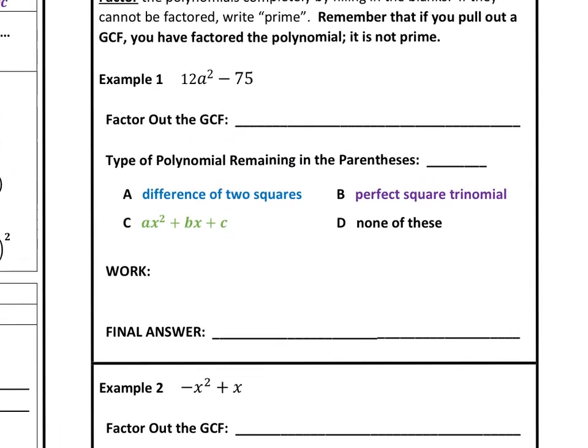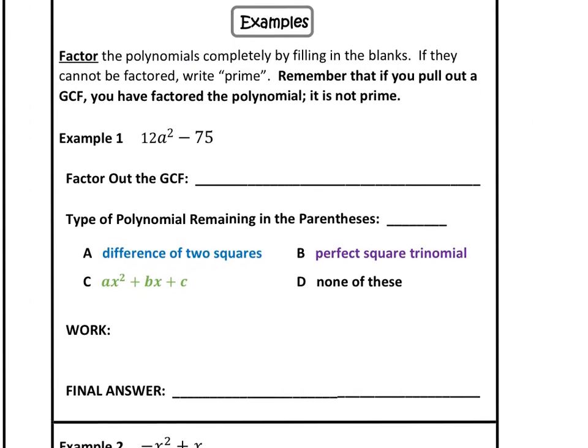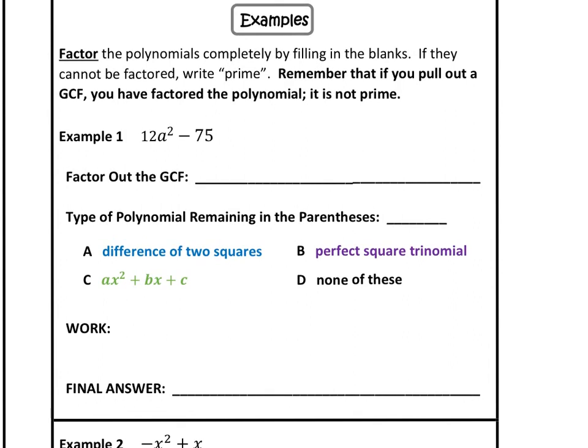So let's look at example 1. Let's read the instructions: factor the polynomials completely by filling in the blanks. If they cannot be factored, write prime. Remember that if you pull out a GCF, you have factored the polynomial, so it is not prime.